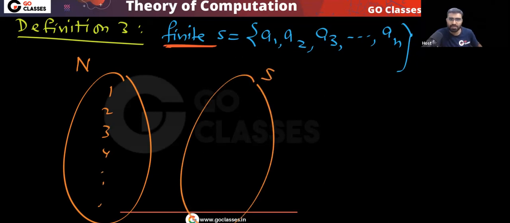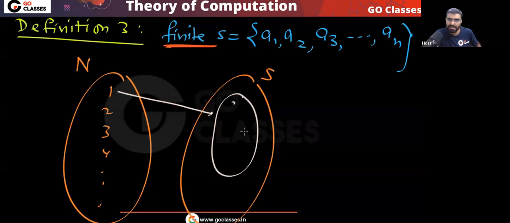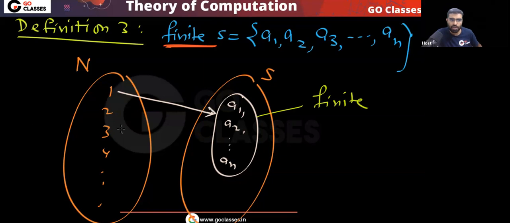Very good. Give the entire S to 1, meaning all the elements you give to 1. To this 1 you can give all the elements, because this is finite, right? Because this is finite. So what will you give to 2?